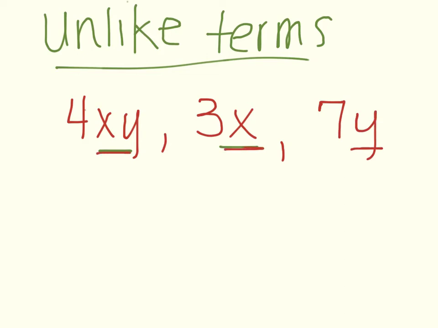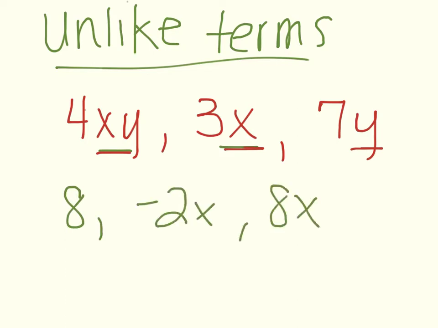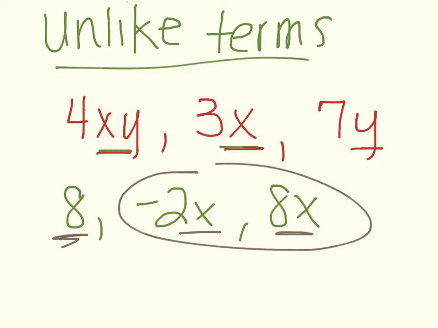Those are not alike. You could have 8, negative 2x, and 8x. Now, all three of those aren't like terms because this is just a normal number. These two are x's, so those two would be like terms, but that one is not like the other two. So you can't combine them.